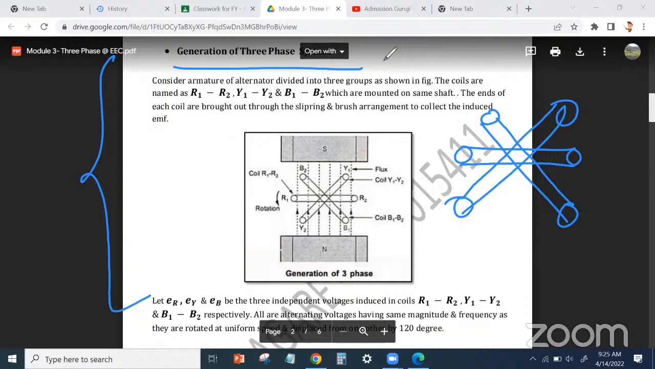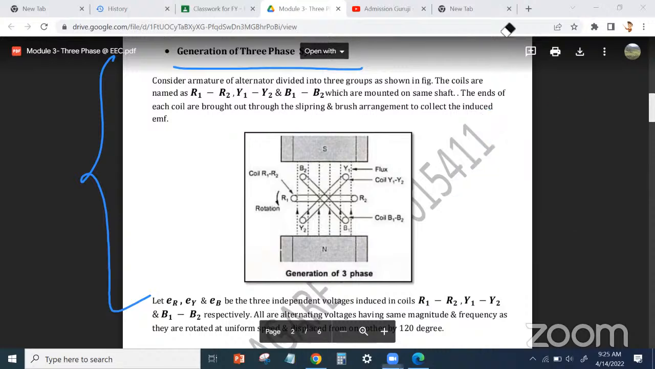So just go through it. If you have any doubt, you can use the chat box. Else in the chat box, just write generation of three-phase system is clear. क्या लिखना है? Generation of three-phase system is clear. चलो.